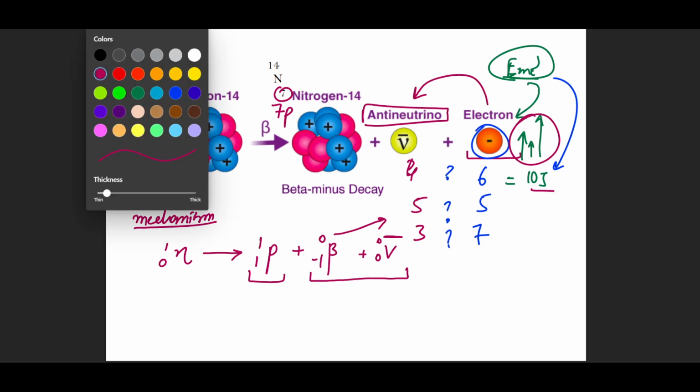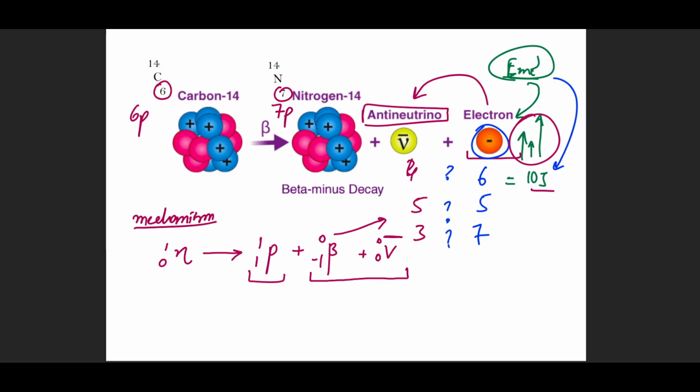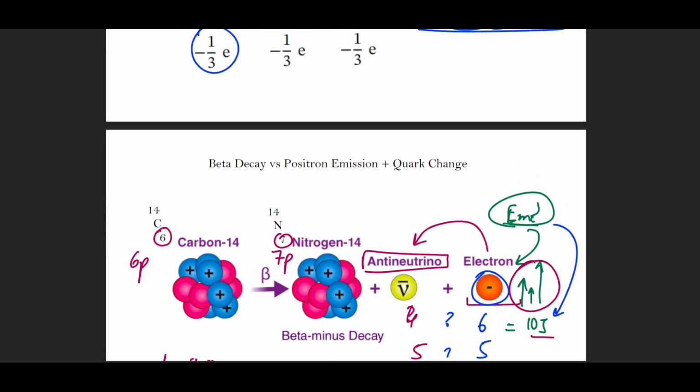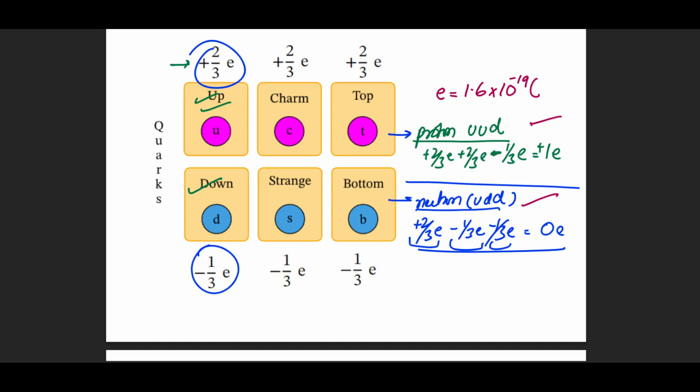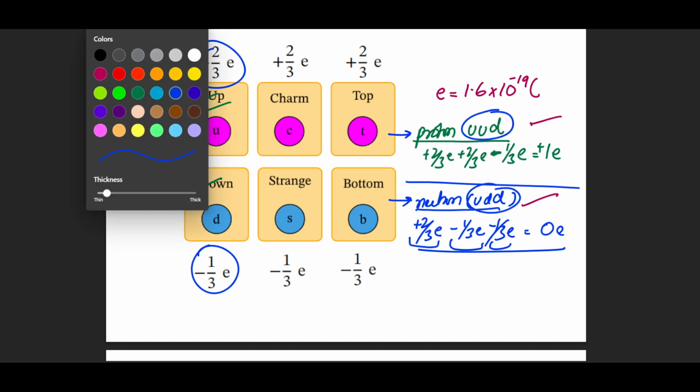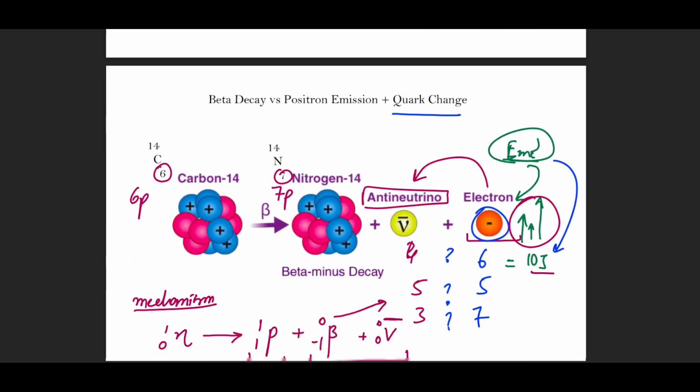ये इसका memory point है. सही है? Now we go back to the, और दूसरा फिर आ जाता है quark change, कि what has changed at the level of quark. So if we go back to protons and neutrons, what we've memorized, proton is made of up, up, down, and neutron is up, down, down. We've memorized this, right? So this is going to be a straight away MCQ.